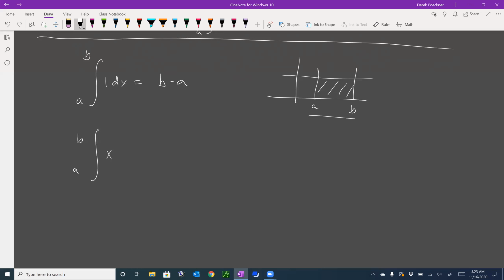If I take x, what I get is b squared minus a squared over 2. That'd be my area. Why is that? Well, my function's just a triangle now. The triangle has a height there of b and a height there of a, so really these are half squares. So this area is b squared over 2. This area is a squared over 2.